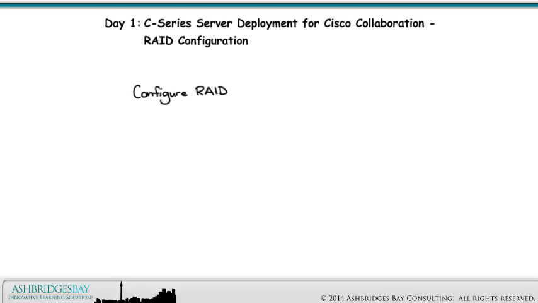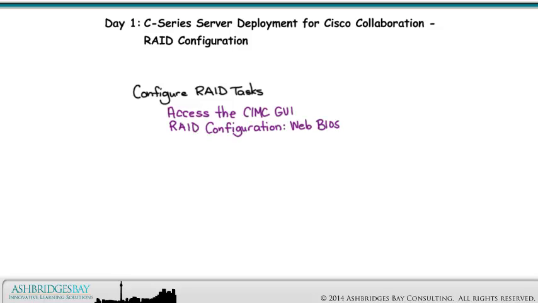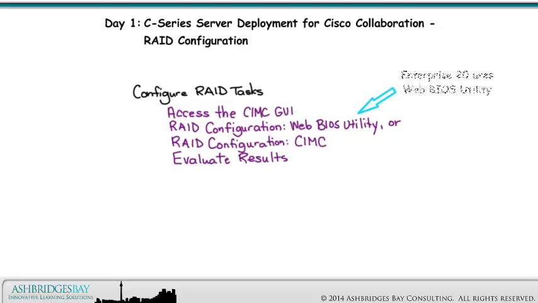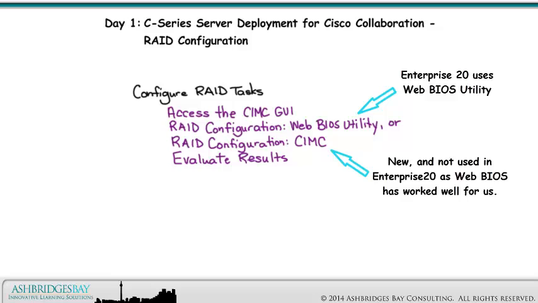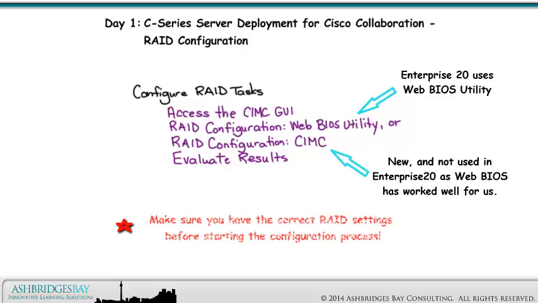The following tasks are part of configuring RAID. Access the SIMC GUI, RAID configuration WebBIOS Utility or RAID configuration SIMC, and evaluate results. Enterprise 20 uses the WebBIOS utility to configure RAID. Configuring RAID using SIMC is a newer capability which we haven't experimented with yet because we've had no issues with WebBIOS. Make sure you have the correct RAID settings before starting the upgrade process.